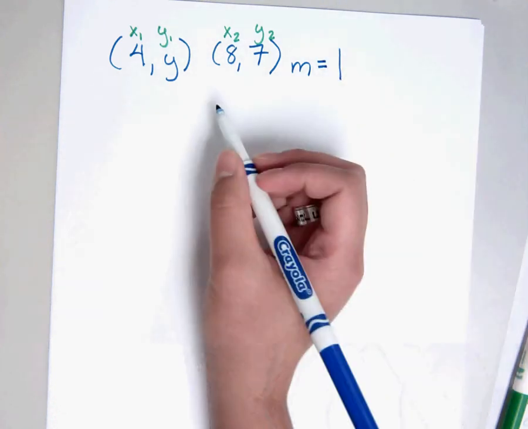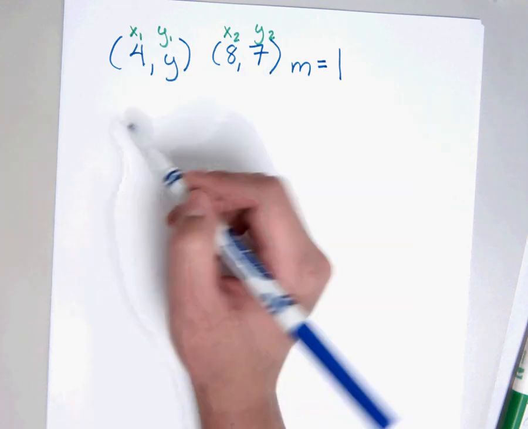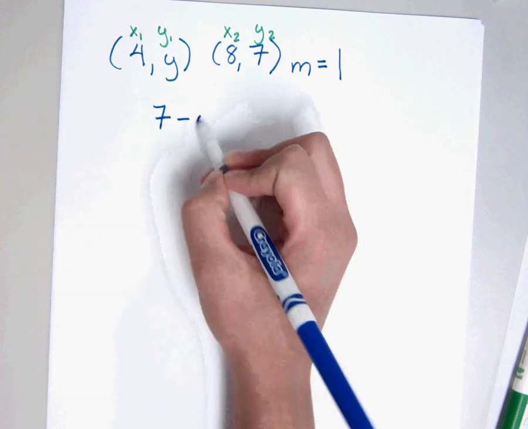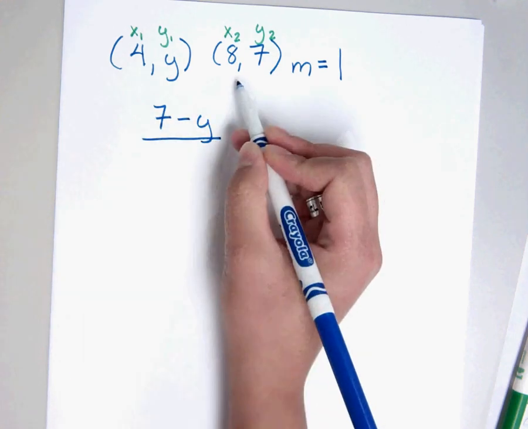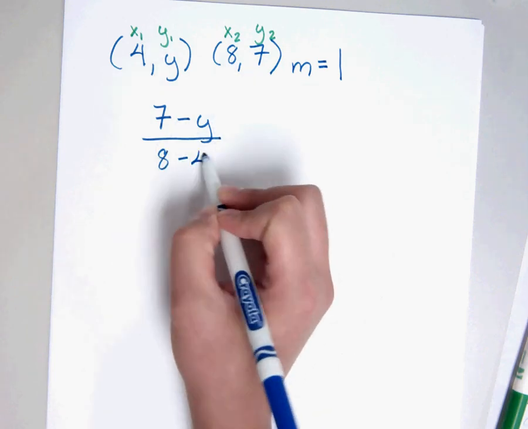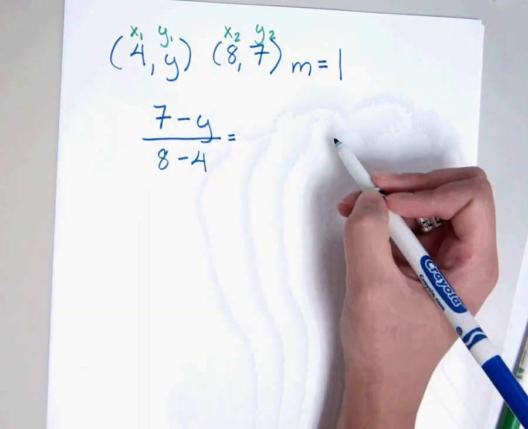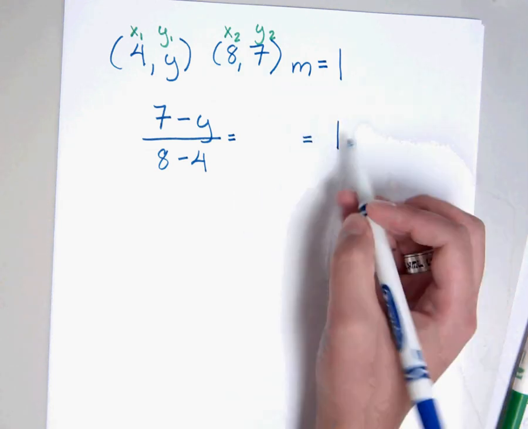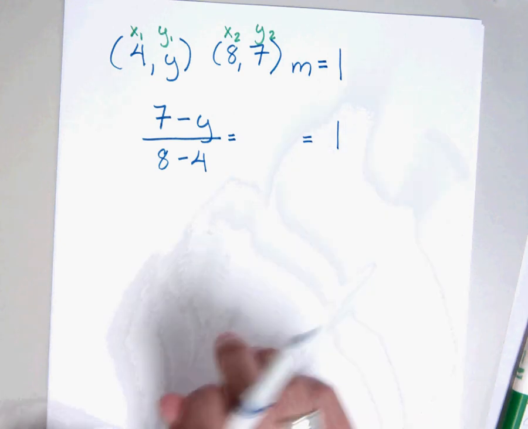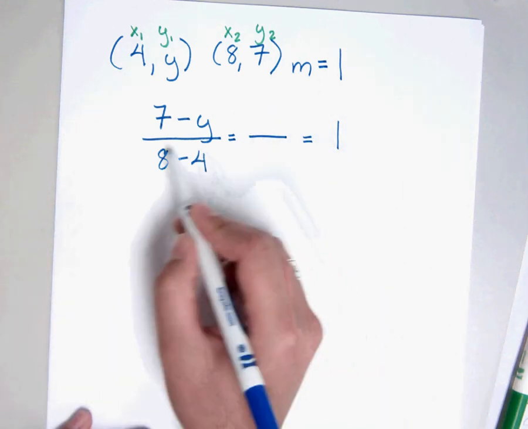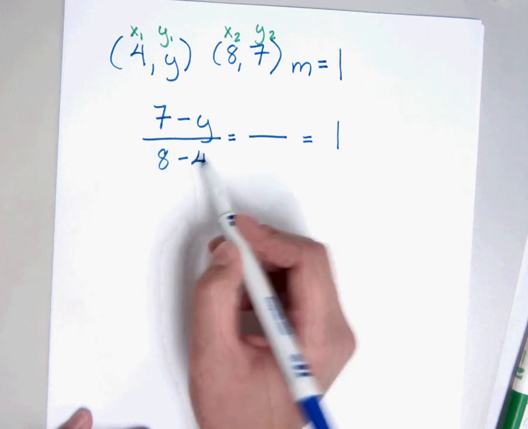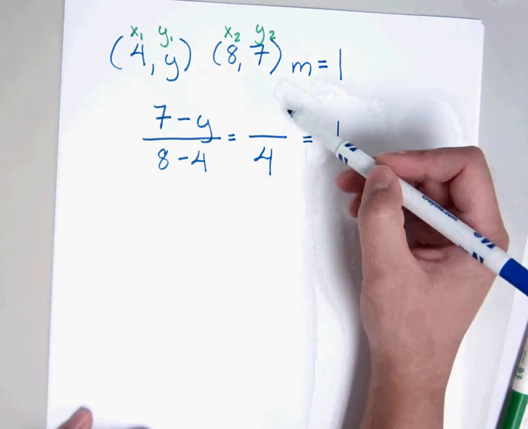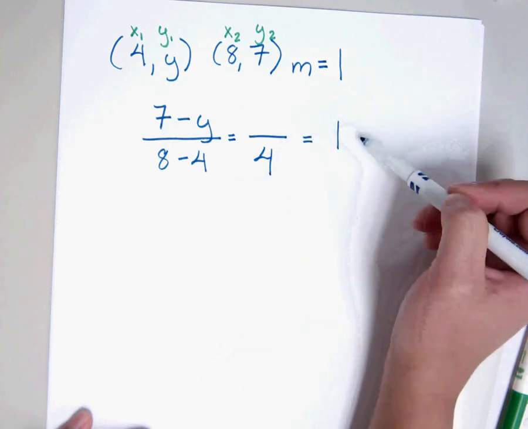Okay, so we're going to go ahead and plug these numbers back into that formula. So y2, 7, minus y, over 8 minus 4. Okay? Alright, so I'm going to leave that space, and we have to think that it equals 1. Well, these have been given to us, 8 minus 4. Well, we know that 8 minus 4 is 4. Well, how does that work? How does this over 4 equal 1?